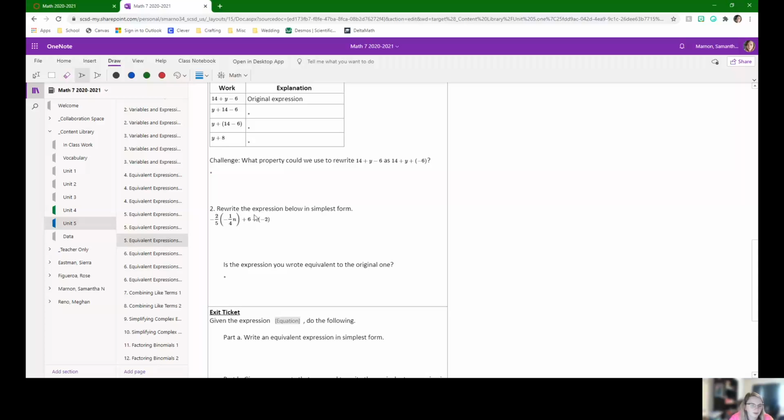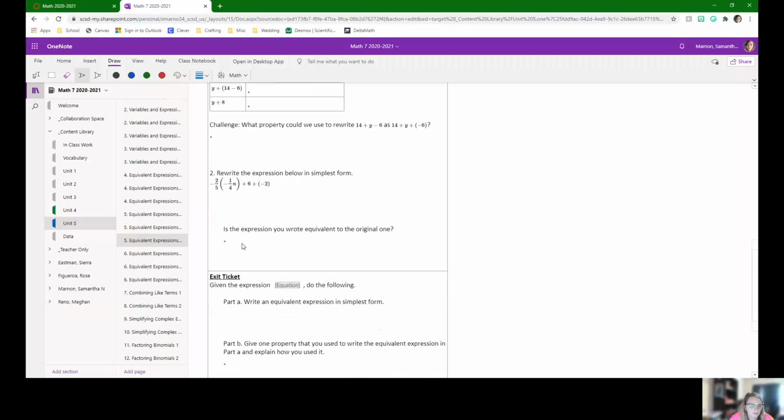And then number 2, rewrite the expression below in simplest form. And is it equivalent to the first one? So is the one you wrote in simplest form equivalent to this original one?